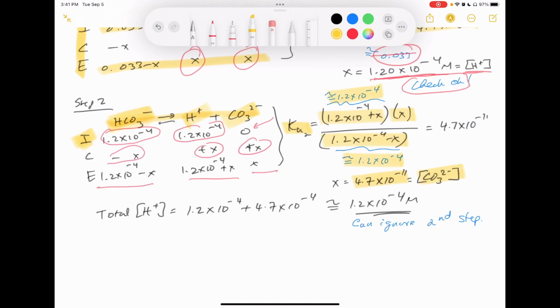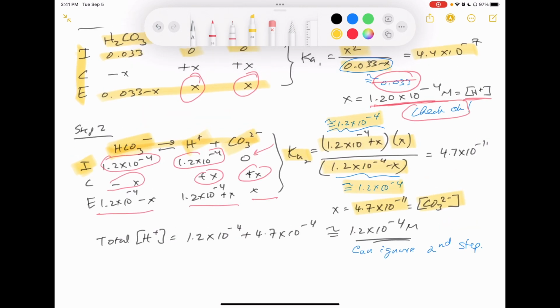Again, let's see, does it matter that we find this additional H plus that's being provided by that second dissociation? So our total H plus would be 1.2 times 10 to the minus 4, that's from the first dissociation, and then 4.7 times 10 to the minus 11, that's from the second ionization step of carbonic acid. You can tell that that second number is not going to change the value of the first number, because it's so much smaller. So therefore, our final answer is just going to be 1.2 times 10 to the minus 4. So what is the lesson here? We can ignore that second dissociation step.